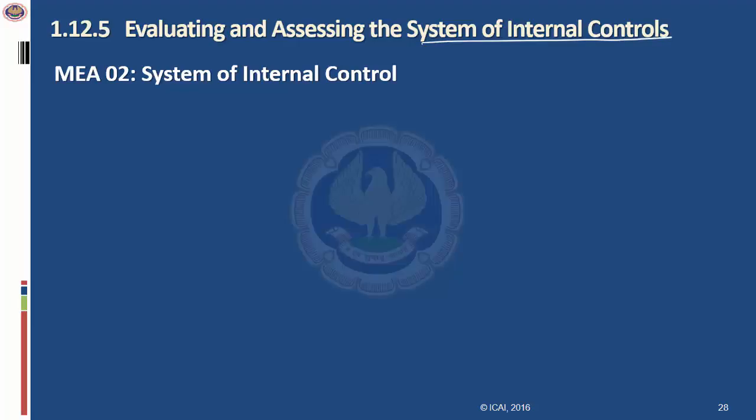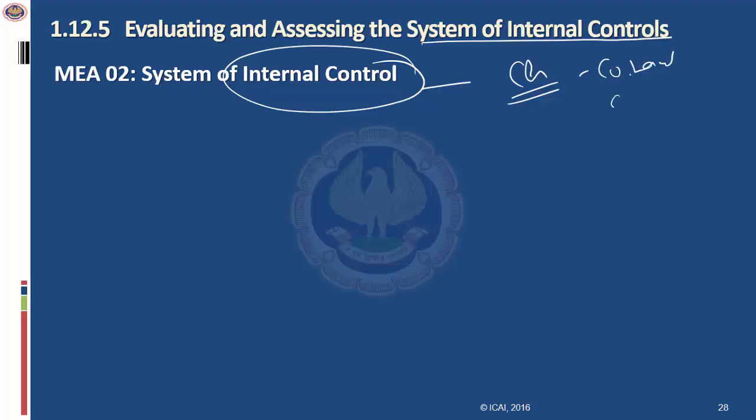So here we are not talking about internal controls in a specific area, we are talking about the system of internal control itself. This is what is given in the corporate governance as per the Companies Act in the Clause 49 requirements. And this is also required as per the IFC requirements now.